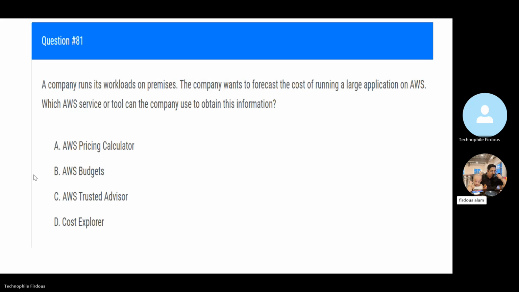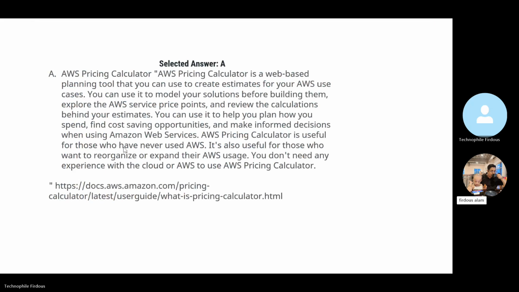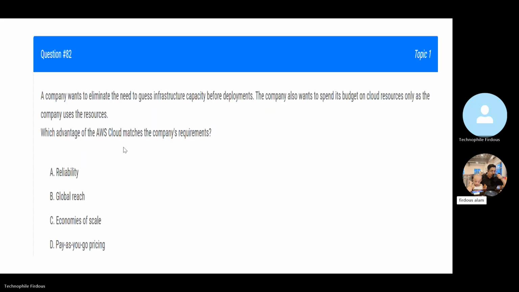Okay, so this is regarding forecasting the cost of running a large application on AWS. So I think the AWS Pricing Calculator gives the forecast, and Cost Explorer will show how much you have used and what it has cost. So the correct answer for this option, I think, should be A. Let's see. The correct answer is A. So let's move to the next one.